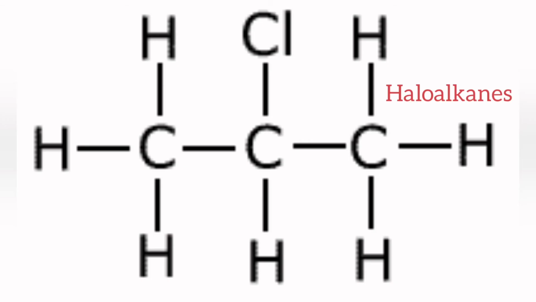Next, we have haloalkanes. Now, the name tells us everything. The halo stands for halogens, which are in group 7 in our periodic table, such as chlorine, fluorine, bromine, and iodine. And then alkanes are our single bond hydrocarbons. So here we have single bonds everywhere and a halogen which is attached to our second carbon.